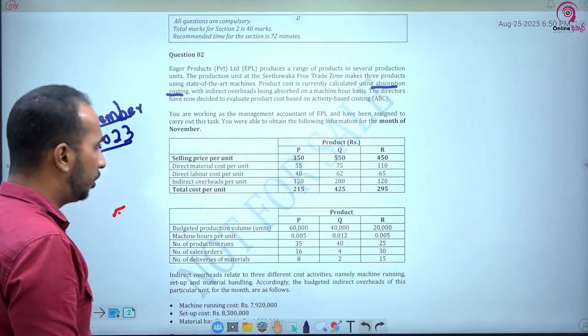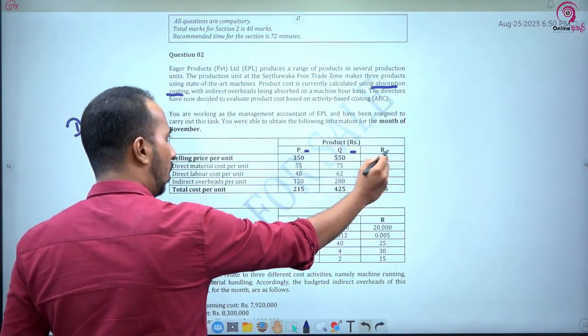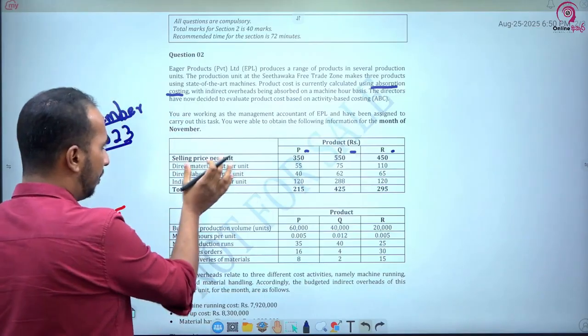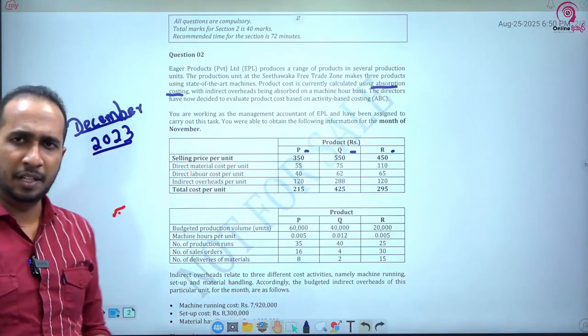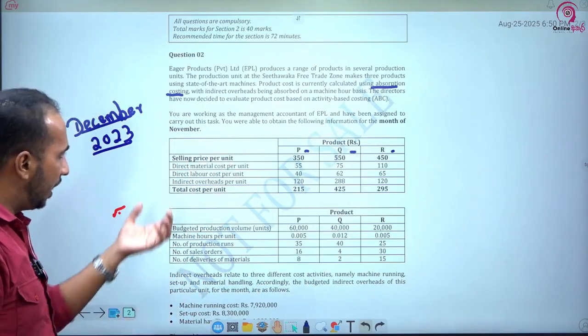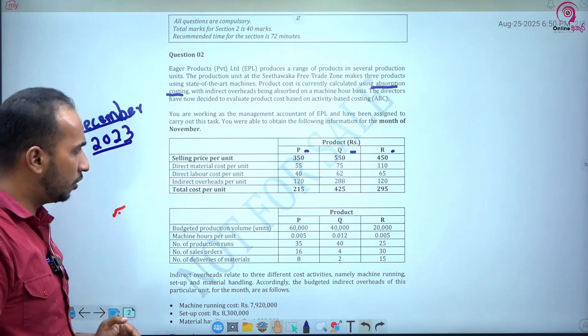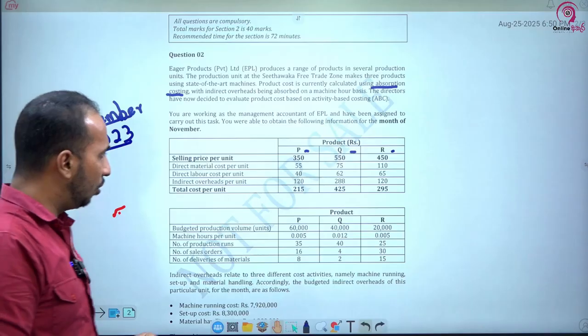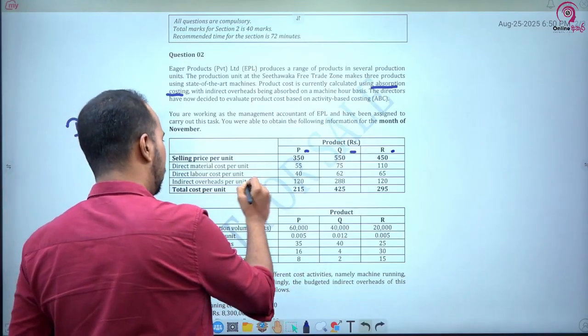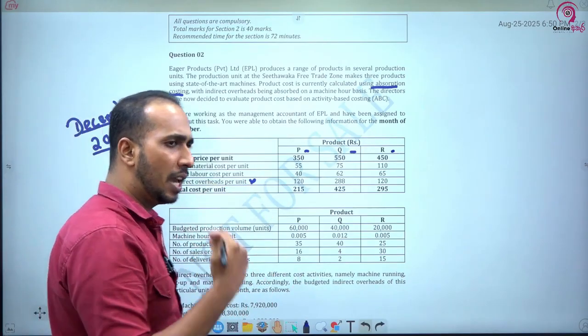So they have given 3 products P, Q, R. Then the selling price per unit has been provided. Then direct material cost, direct labor cost, indirect overhead, and likewise total cost per unit. In this case, I believe this indirect overhead per unit has been obtained using absorption costing.